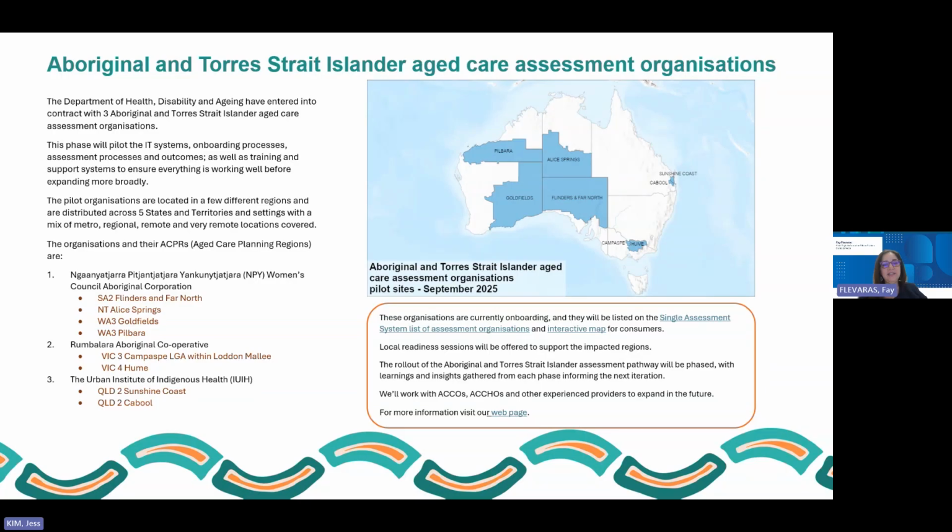These organisations are currently onboarding, and they will be listed on the single assessment system list of assessment organisations and the interactive map for consumers. So local readiness sessions will be offered to support the impacted regions, and the rollout of the Aboriginal and Torres Strait Islander assessment pathway will be phased, with learnings and insights gathered from each phase informing the next iteration. So we'll work with the ACCOs, depending on how you want to pronounce the acronyms, and other experienced providers to expand in the future. So watch this space if you're interested.